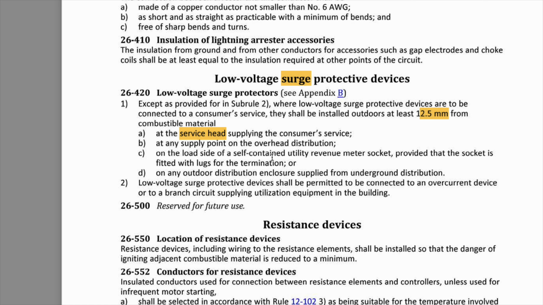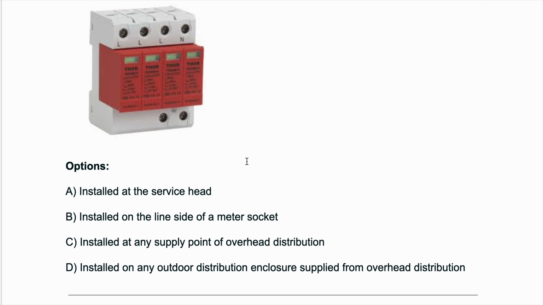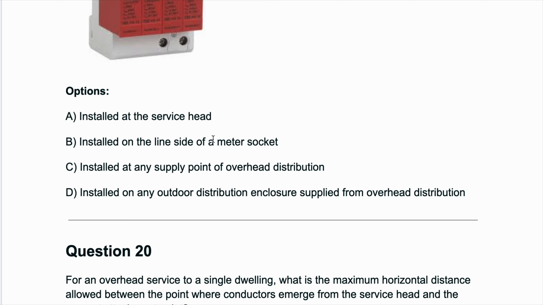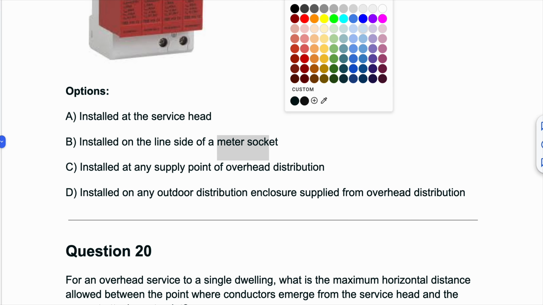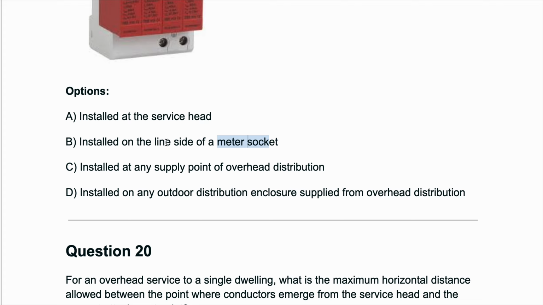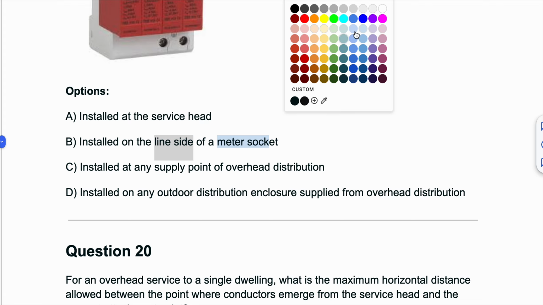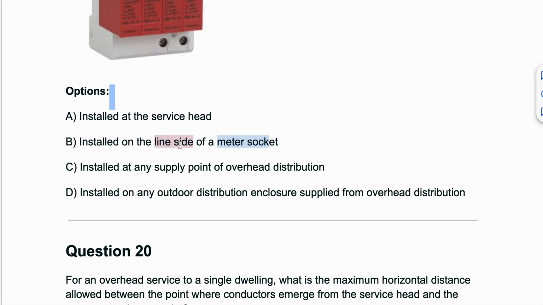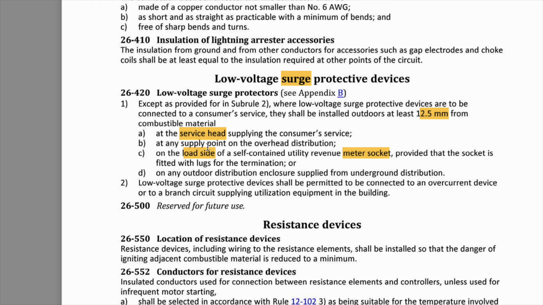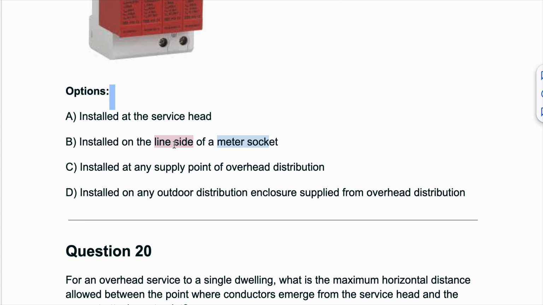On the load side of the self-contained utility meter socket, at the load side of this one. Okay, here at the meter socket. So I think here we had this one, meter socket. We can install on the meter side, but at the load side, on the line side, no, it's not correct, because it says at the line side, but here it says at the load side. So it's not used.